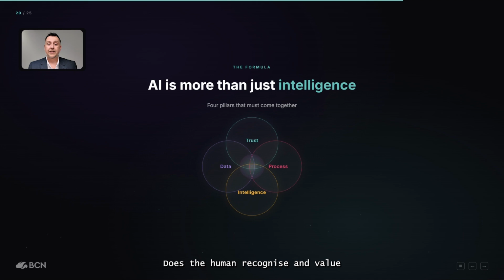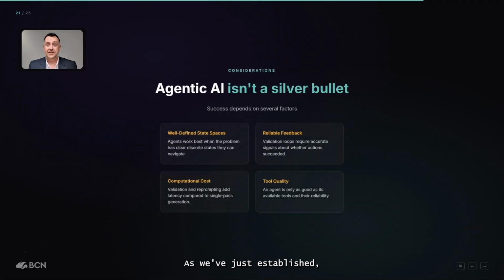Does the human recognize and value that output? Most failures happen because one of these pillars is missing, not because the model isn't intelligent enough. As we've just established, agentic AI isn't a silver bullet.